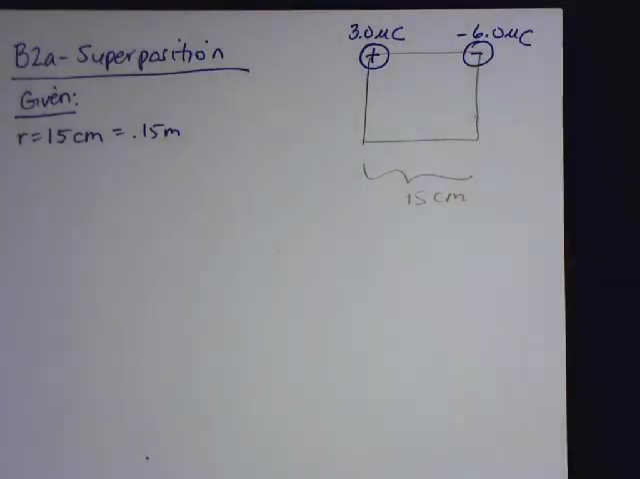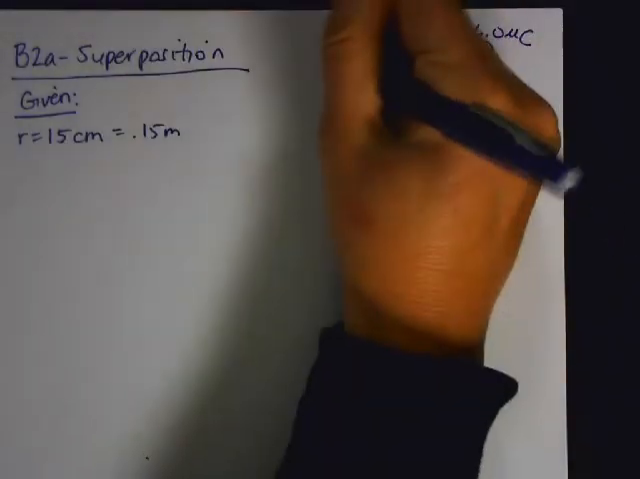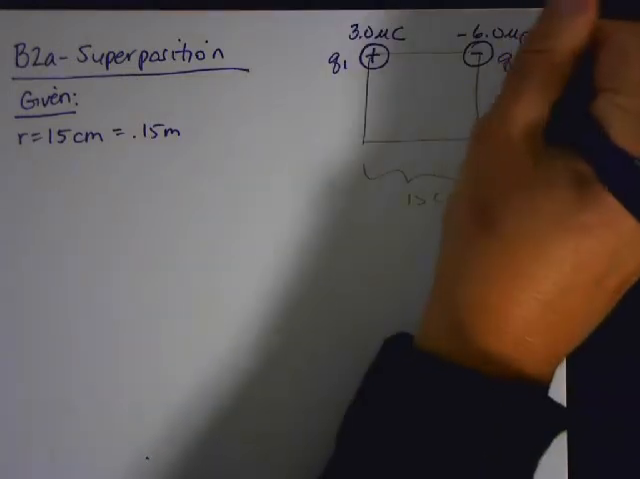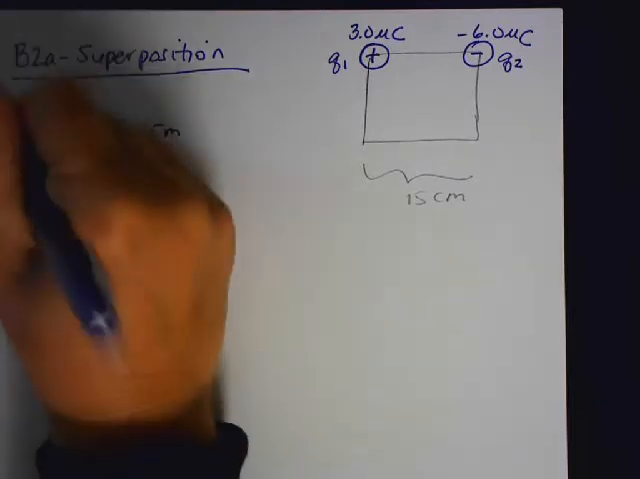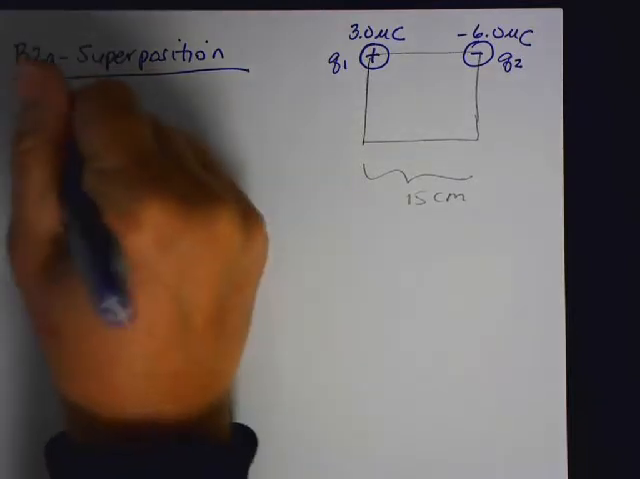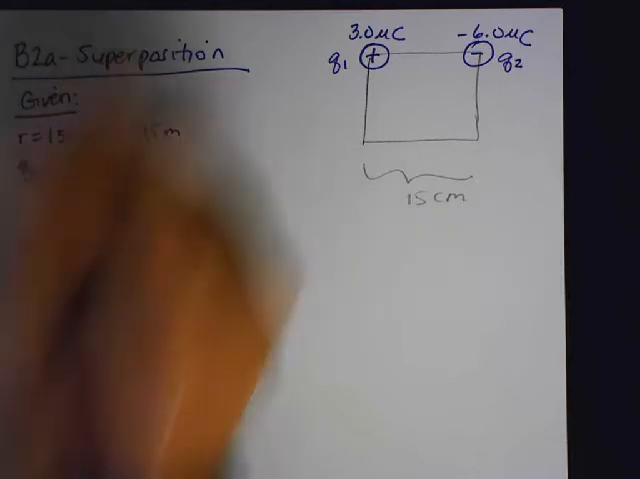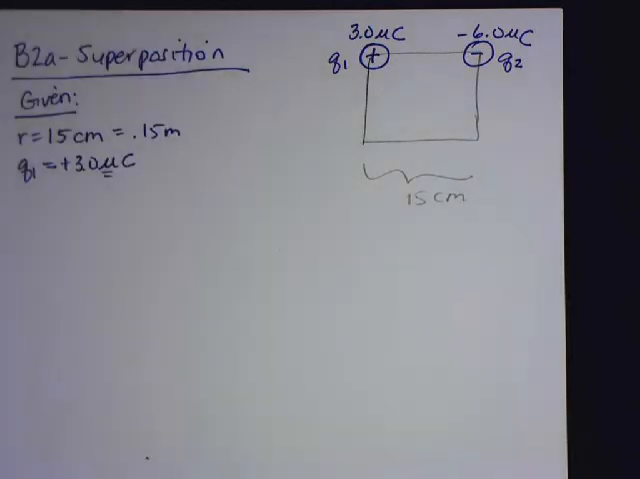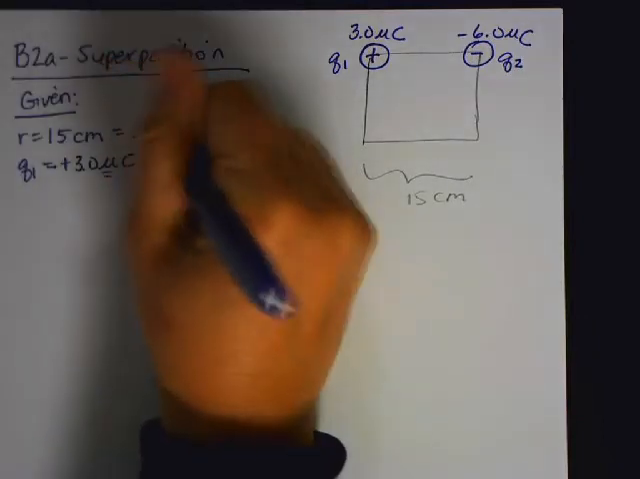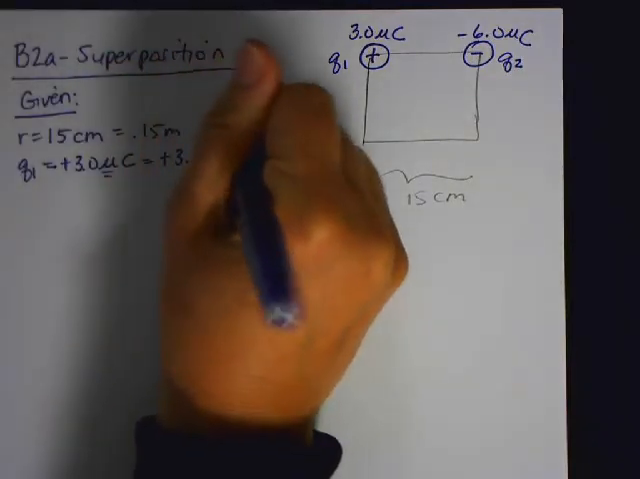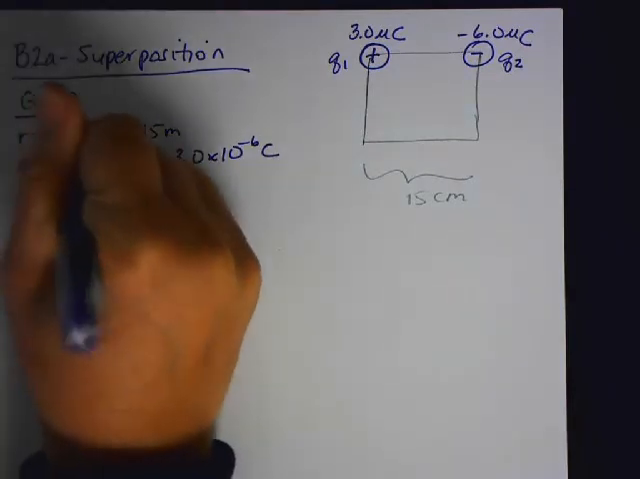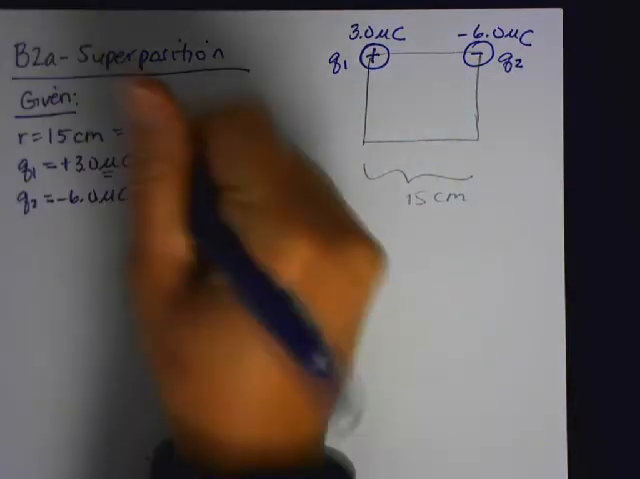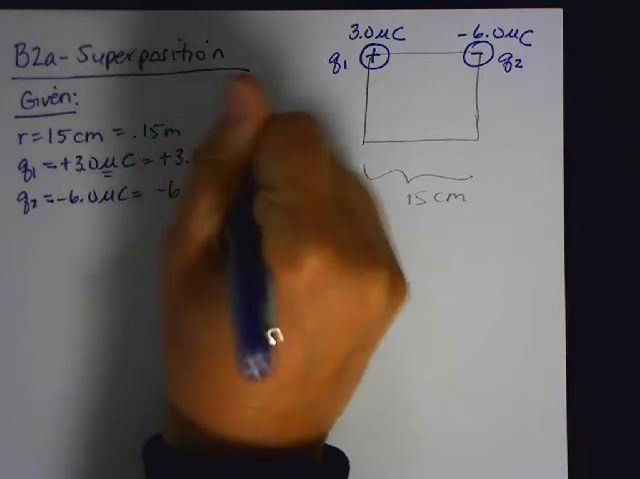Now when I put these charges, this I'm going to call Q1, I'm going to call this Q2. If I don't label them, I'll probably get confused. That'll really make it easier. So now I'm going to say Q1 is plus 3 microcoulombs. Now remember, micro is a prefix that means 10 to the negative 6. So I'm just going to rewrite this as positive 3 times 10 to the negative 6 coulombs. I'm going to write Q2 is negative 6 microcoulombs, which would be negative 6 times 10 to the negative 6 coulombs.